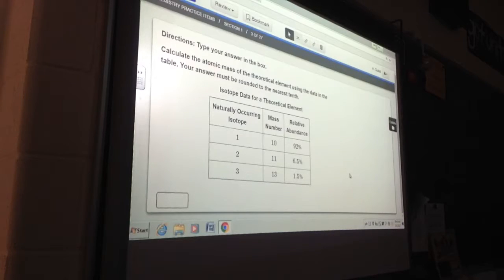You have to do it on Thursday by yourself. First, put the percents in decimal form. Okay, we actually call that relative abundance. Actually, this should say percent abundance, because relative abundance is the percent, not in decimal form.